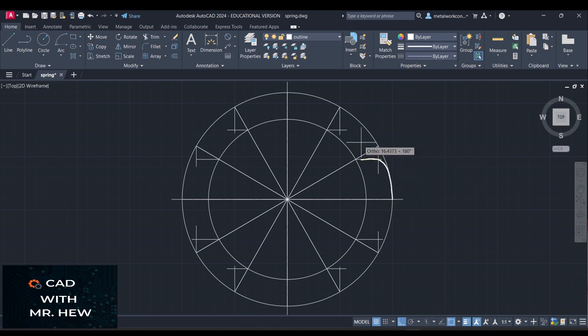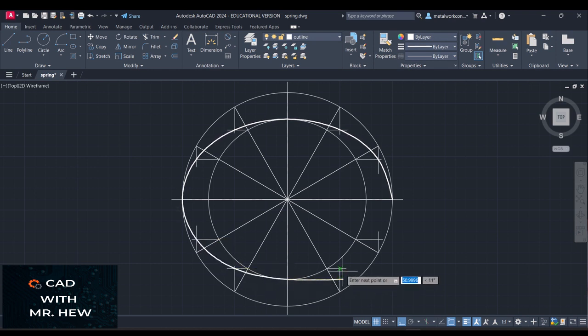There, there, there, there. All right. So here is our ellipse.